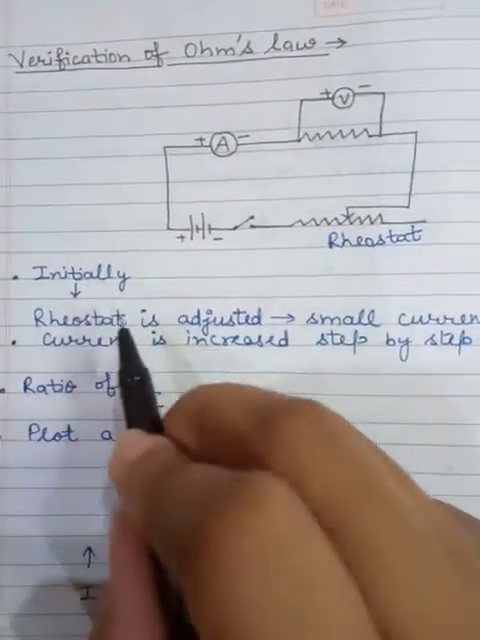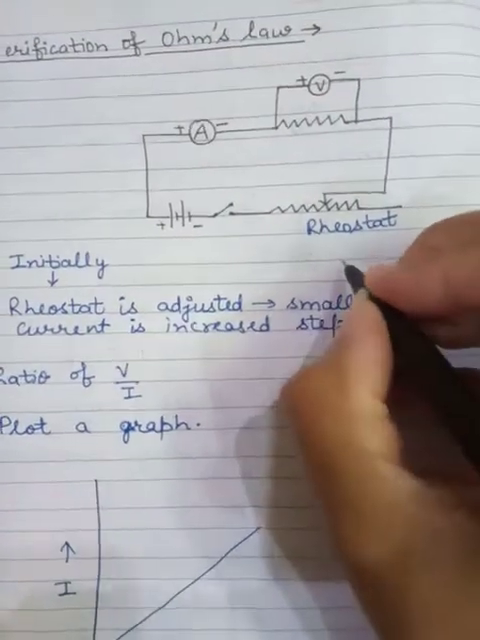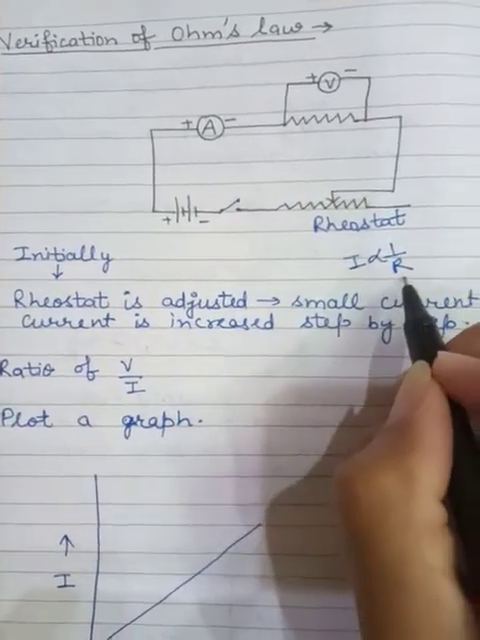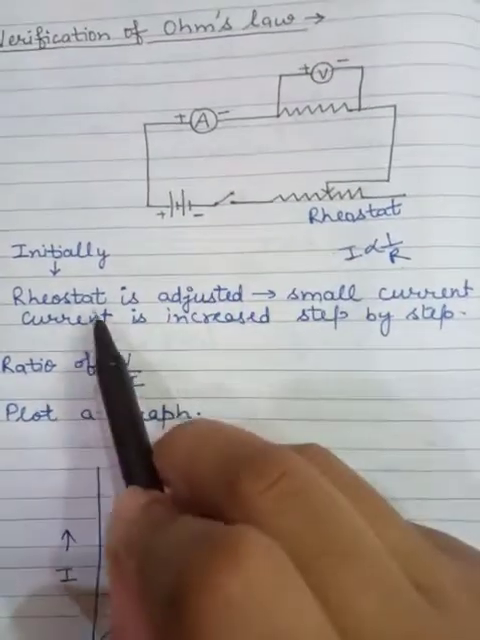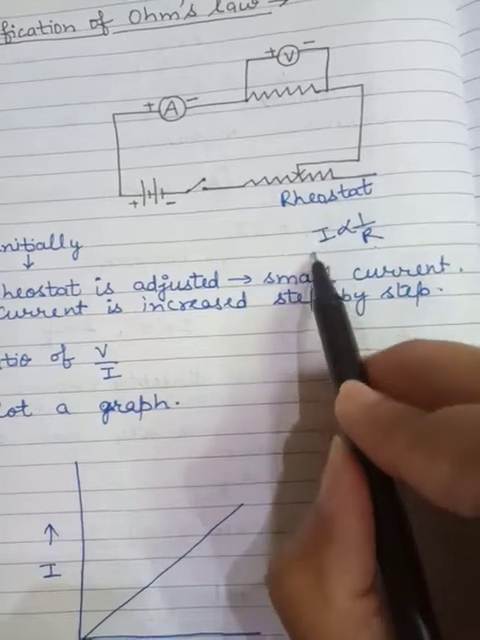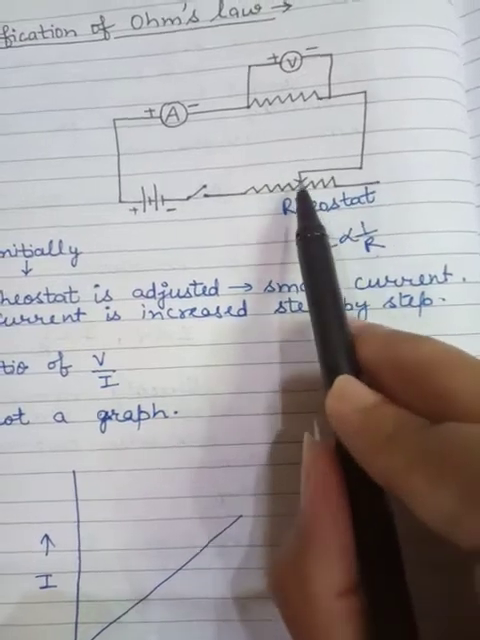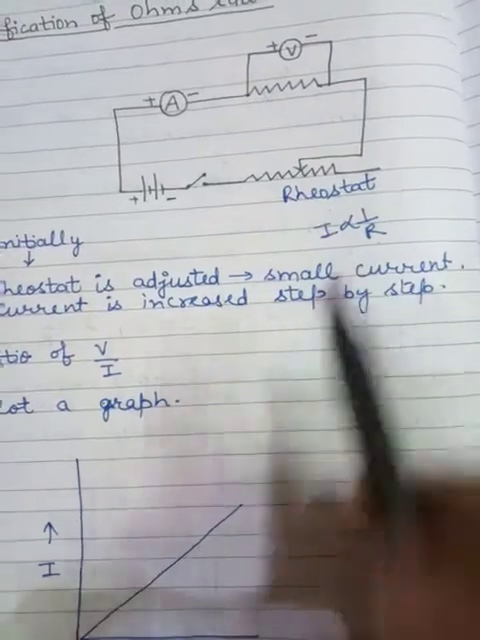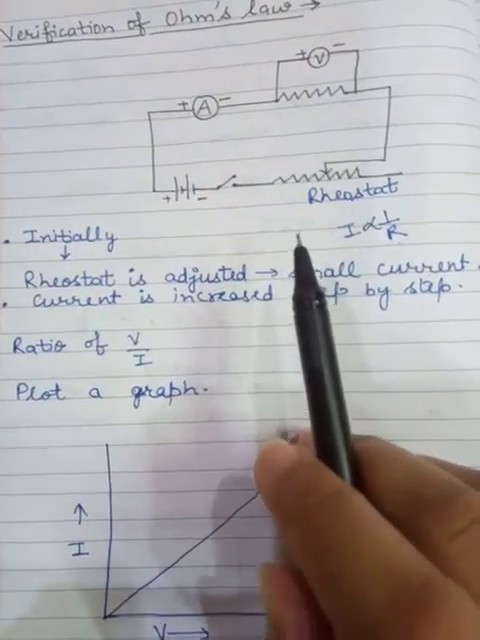Firstly, initially the rheostat is adjusted so that the current will be small. As in the previous topic, current is inversely proportional to resistance. So to bring I less, initially we have to adjust this rheostat for the small current. If we need less current, then we have to make the resistance more. That's why we will adjust the rheostat so that the resistance of the conductor becomes more. So initially the current will be less and the resistance will be more.